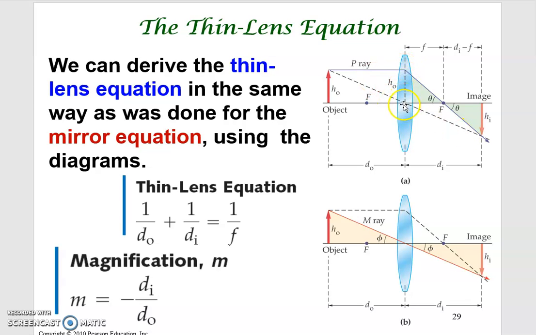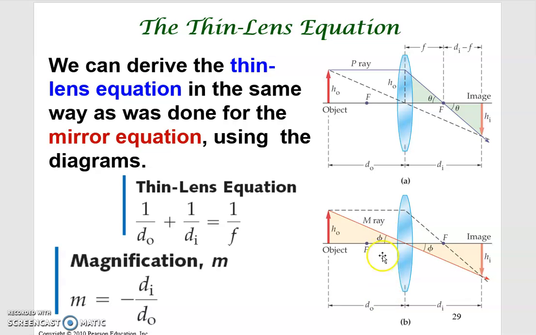So H0 divided by F for the first triangle. This ratio should be the same as negative HI. HI is negative now, don't forget about it. Negative HI divided by DI minus F. So these two ratios will be the same. So this is the first equation.